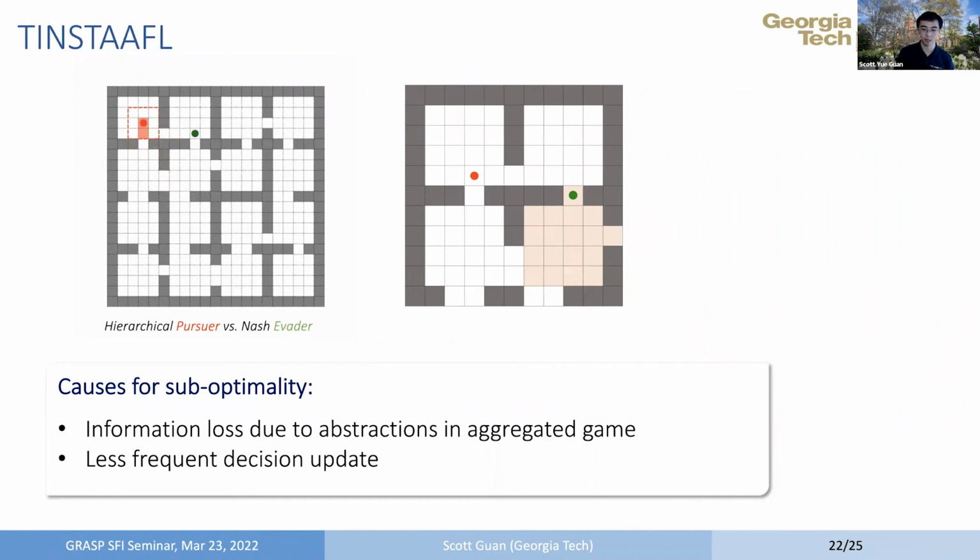In summary, we want to argue that there are at least two causes for the suboptimality. One comes from the information loss in the abstraction. More specifically, when agents make decisions based on the room information in the aggregated game, instead of considering the exact location, there is information loss, and there's no way we can recover that. The other is a less frequent decision update. The hierarchical pursuer only updates its option selection when it reaches a new room, while the Nash pursuer updates which action it's going to select every time step. So the Nash pursuer can respond faster to the evader's location change than the hierarchical pursuer.